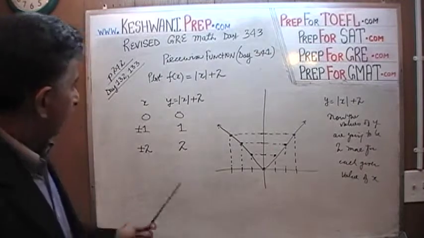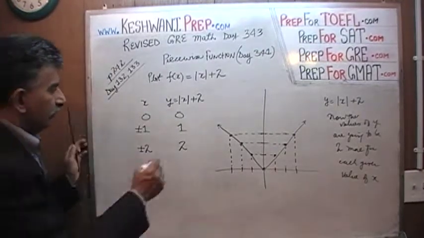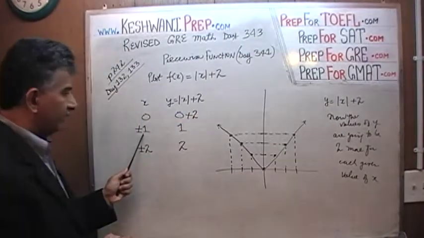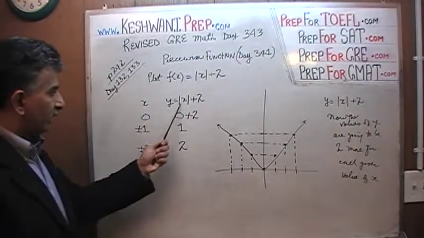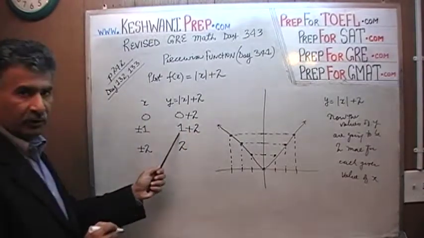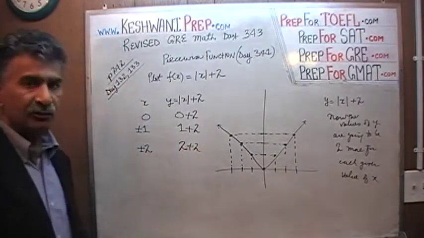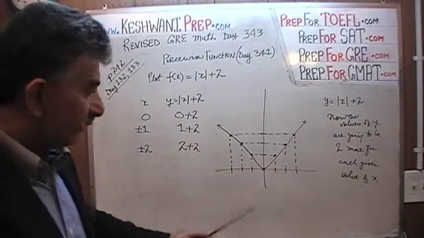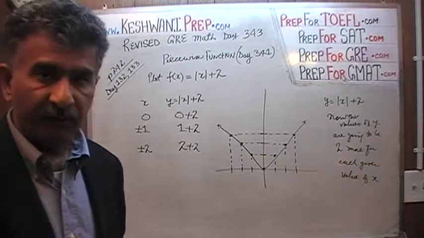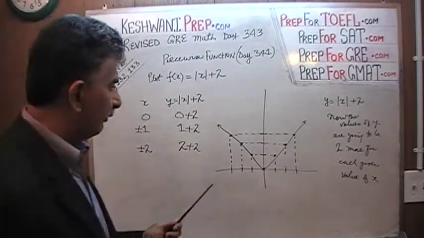So when x was 0, now it's going to be absolute value of 0 plus 2. When x is 1, it's going to be absolute value of 1, which is 1, and then plus 2. When x is negative 1, absolute value of negative 1 is 1, plus 2. You get the idea. It's just 2 more. Everywhere the values of y are 2 more than before. It's the same exact graph, same exact figure. Nothing has changed except the values of y are 2 more than before for every single point.